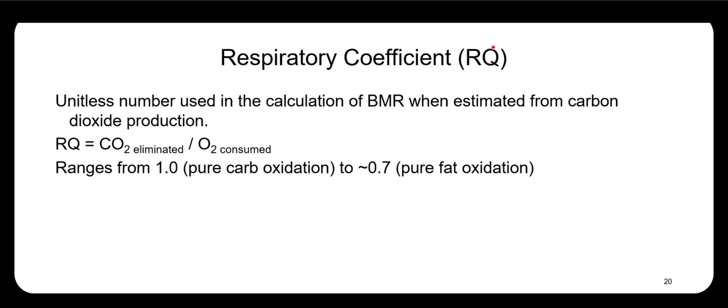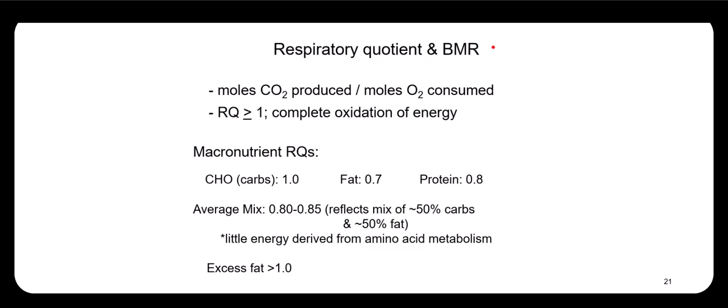So the respiratory coefficient or quotient is the amount of CO2 eliminated with respect to the amount of oxygen consumed. Depending on what your fuel is, that will vary. If your fuel is purely carbohydrates, it's going to be a 1. If your fuel is purely fats, it'll be down to about 0.7. We're not going to make as much CO2 for the oxygen used for fats. Since most of our diets are a combination of fat, carb, and protein, most of us end up somewhere in between on that.